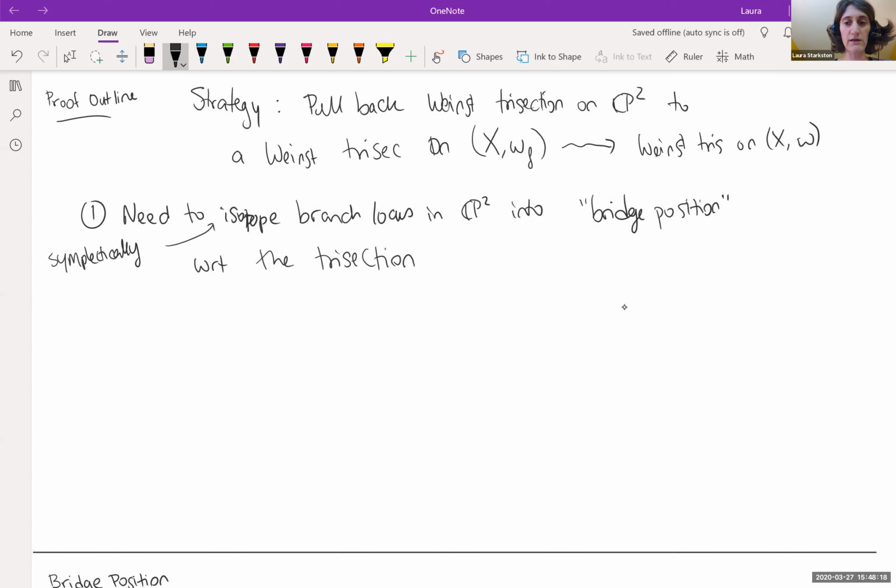Okay, so I'll tell you a little bit about what bridge position means, but it's basically a good position of the surface with respect to the trisection, where good means that the surface is being simultaneously trisected into simple pieces as the 4-manifold. And then we're going to show that once we've put the surface in this nice bridge position, at the topological level, so at the smooth topology level, the trisection pulls back to a trisection.